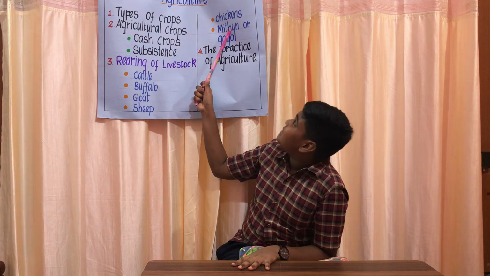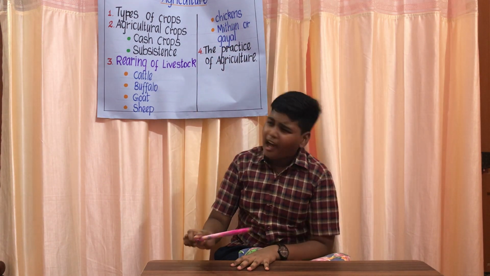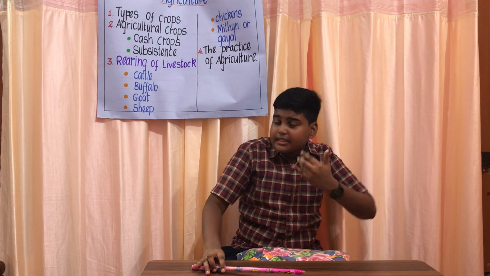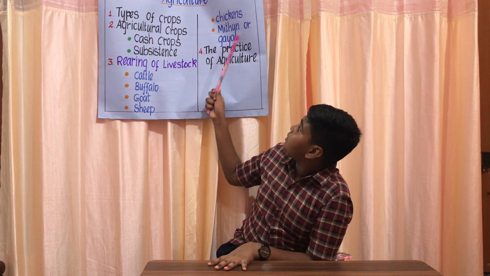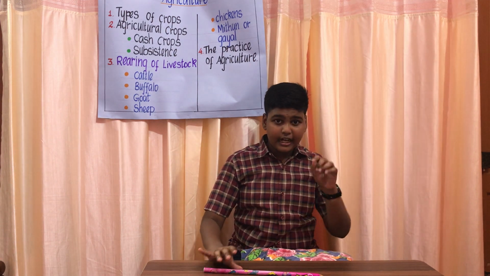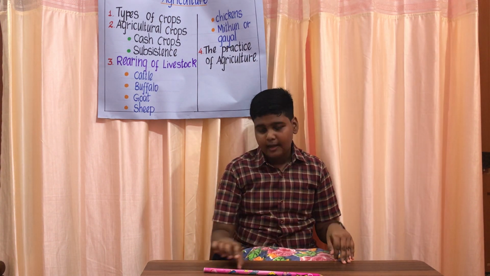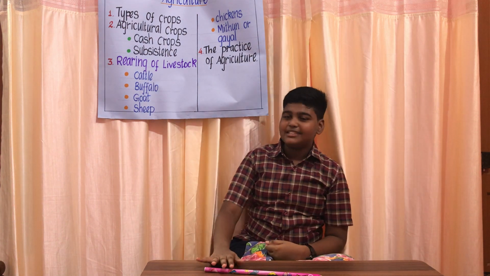Next one is mithun or gayal. You may have been delighted when you heard this word. It is also a type of livestock, a type of bovine that is raised in India. It is not found in Tamil Nadu and Kerala; it is found in the northeastern part of the country.